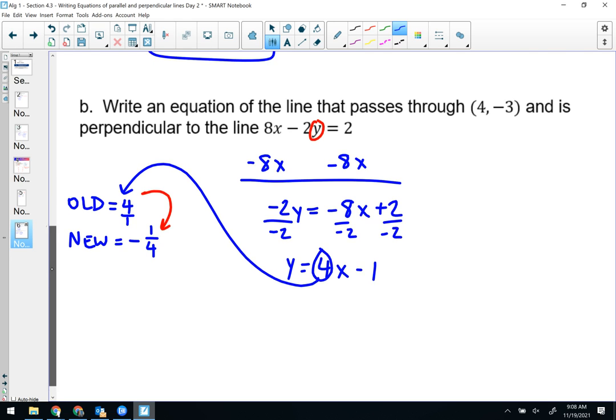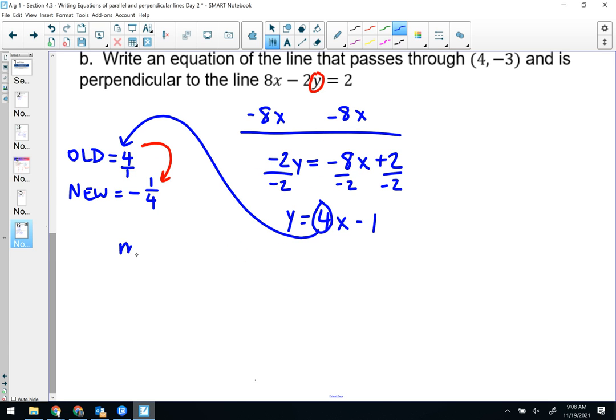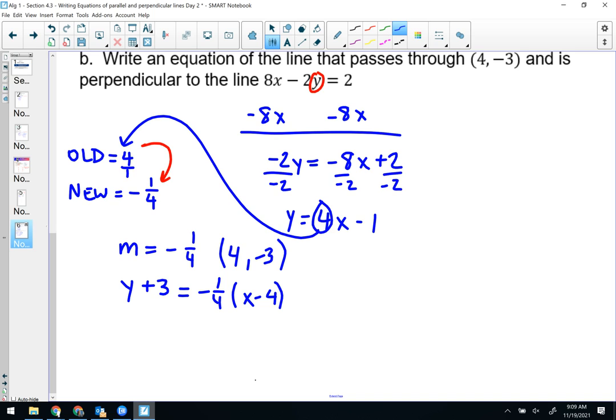Now we take our point. So now we've got the slope is -1/4 and the point is (4, -3). And now we plug it into point slope form. So now we have y plus 3 is equal to -1/4 times (x minus 4). Why would it be +3? Because you're switching the sign. Thanks, Tommy. Appreciate the help there.